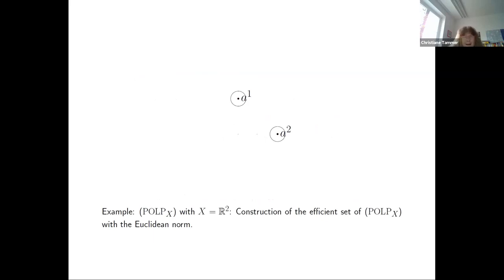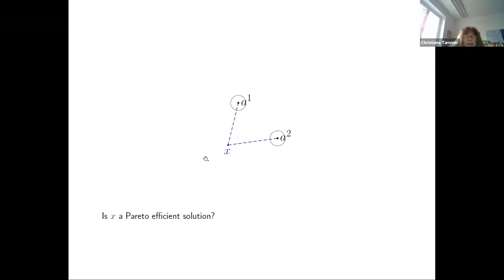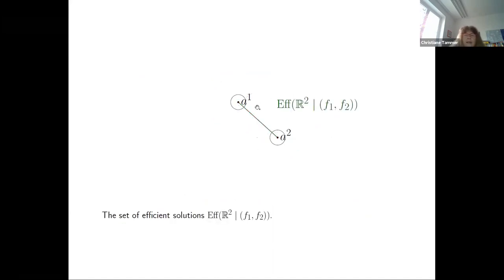And now we consider the simplest example with only two existing facilities, A1 and A2. And we are looking for the set of Pareto efficient elements of the corresponding multi-objective location problem with two objective functions. Is X a Pareto efficient solution? No, it is not the case. As you can see here, especially X prime has better objective function values. And here in this figure, you can see in green color the whole set of Pareto efficient solutions of this multi-objective location problem.